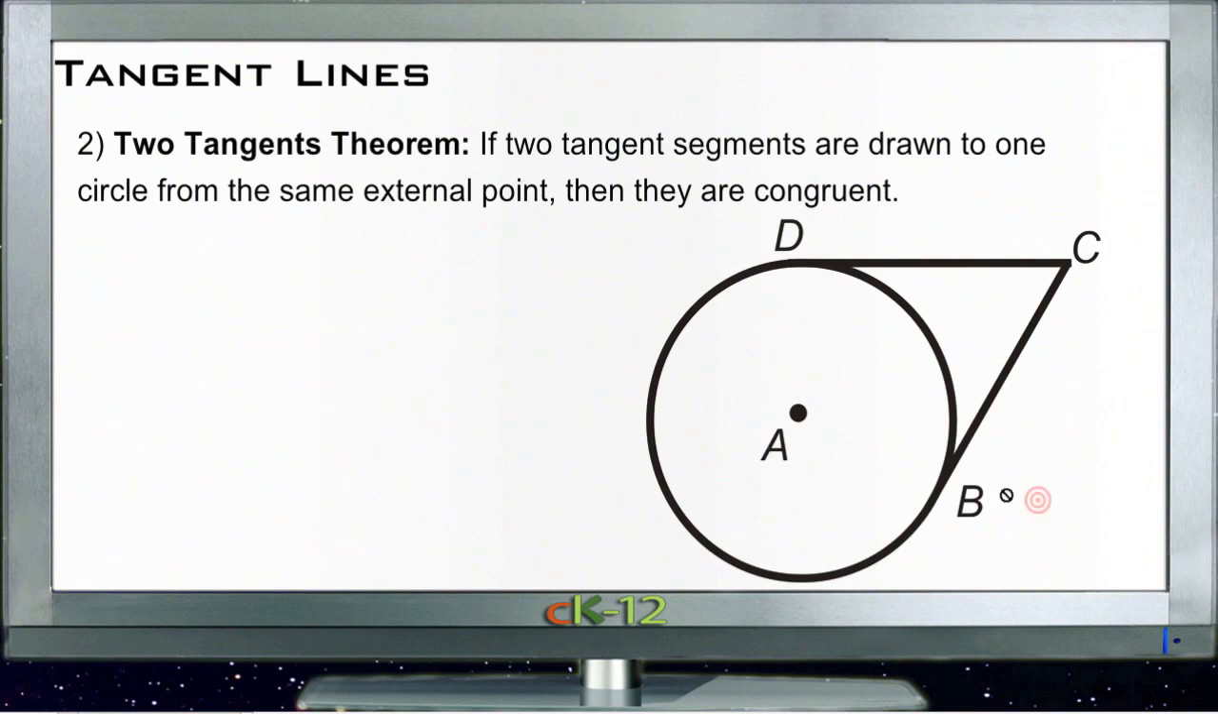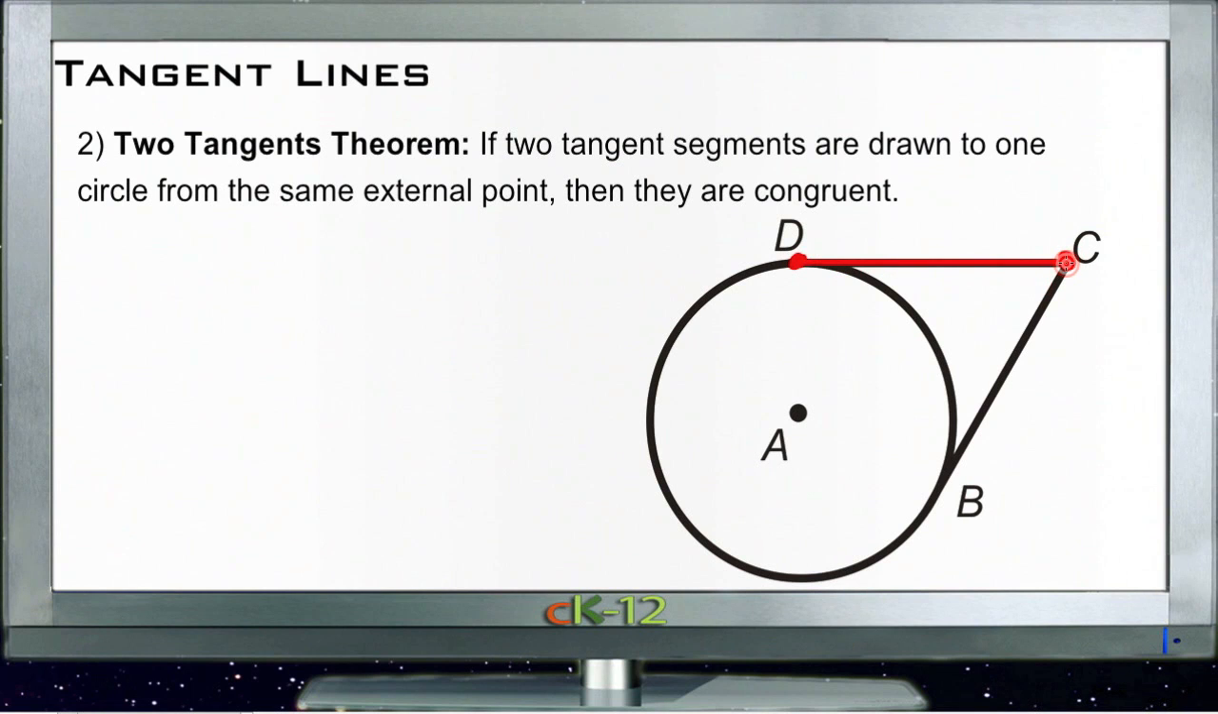Then the second theorem we're going to bring up here is the Two Tangents Theorem. And the Two Tangent Theorem says that if two tangent segments are drawn to the same circle from the same point, then those two tangents are going to be congruent. So in other words, if I draw a point right here where it touches the circle, and then from that one point I draw a line that's tangent, so it only touches the circle at that one location, to another location outside of the circle we're calling C.